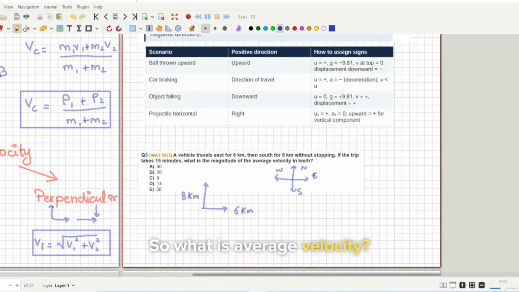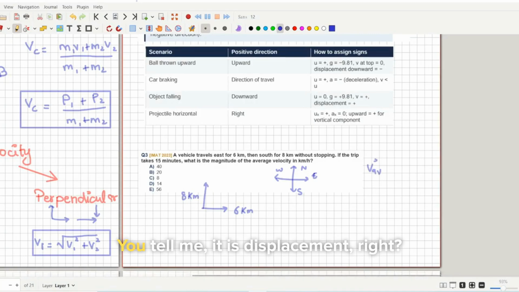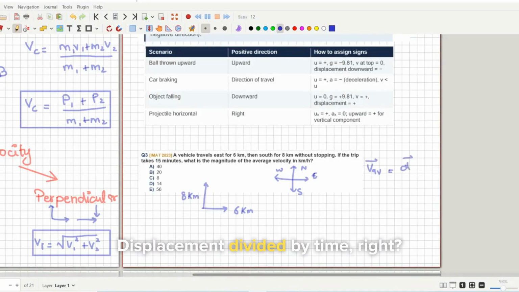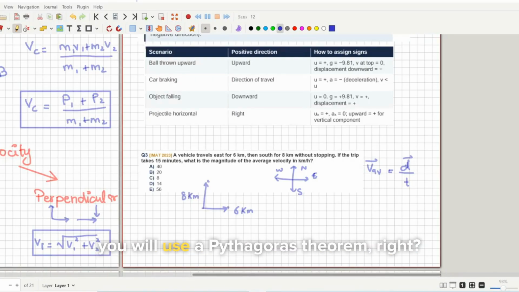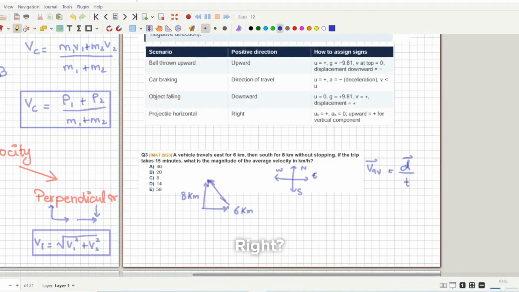So what is average velocity? You tell me. It is displacement divided by time, right? So first you need to find the displacement. So what would be the displacement? They have given you two pathways. The one is 6 kilometers, the other is 8 kilometers. If you want to go from this point to this point, you will use the Pythagoras theorem, right? So the Pythagoras theorem would give you displacement.